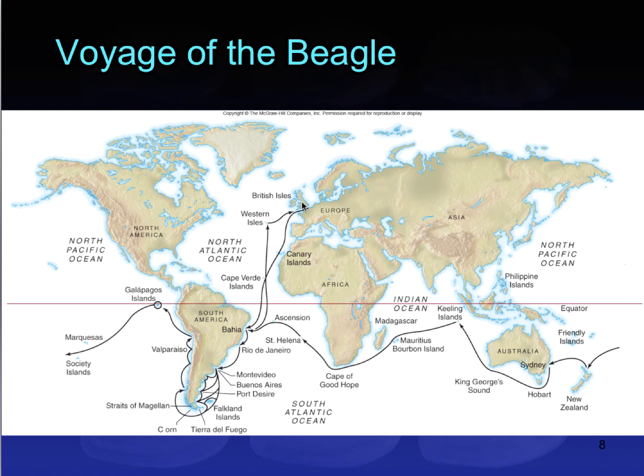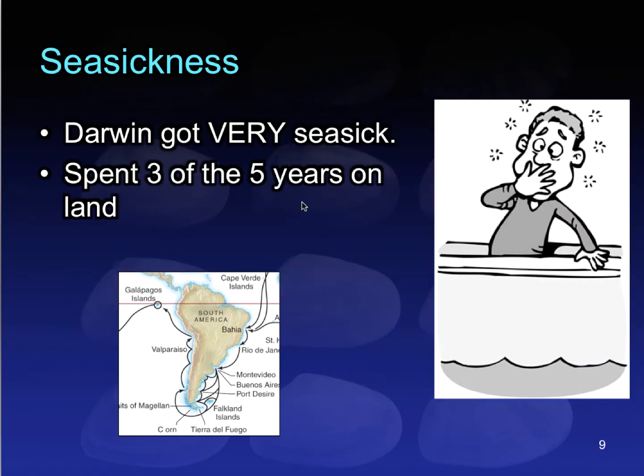And one of the major problems here is that Darwin got incredibly seasick, very seasick. And while most people that get seasick, if you just stay out in the ocean for a couple of days, eventually you get your sea legs and the seasickness goes away. That's in about 95% of people. Well, Darwin was the other 5%. He was the guy who never got over seasickness. He threw up pretty much all the way across the Atlantic.